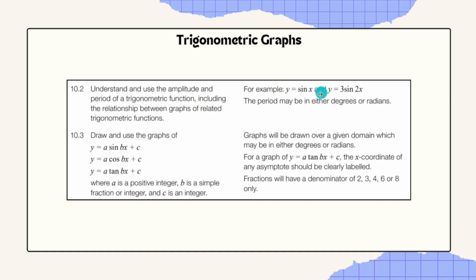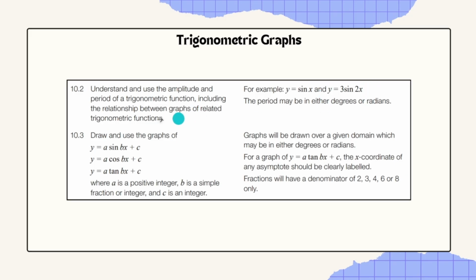Then, for example, if you have y is equal to sin x and y is equal to 3 sin 2x, you need to know what happens. So, for example, over here, the amplitude would become 3, and then since you're multiplying x by a scale factor of 2, you would say that essentially the graph gets compressed by a scale factor of 2. So the trig graph would basically get smaller in this case.